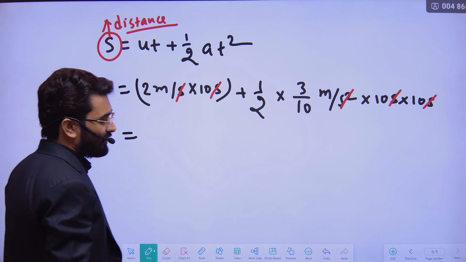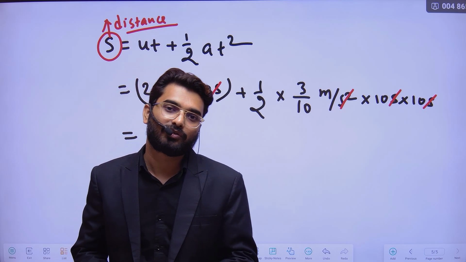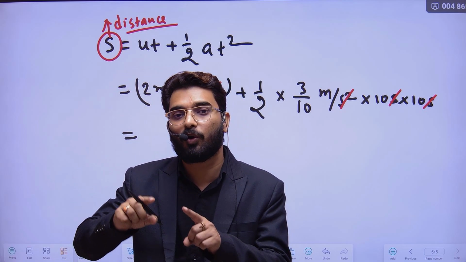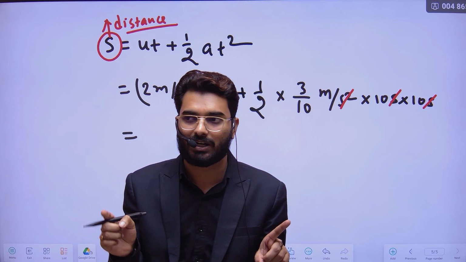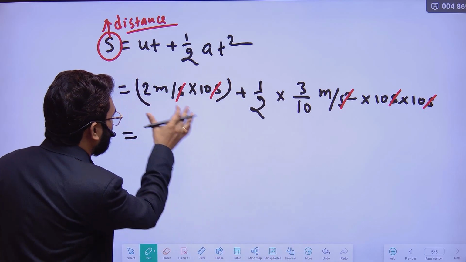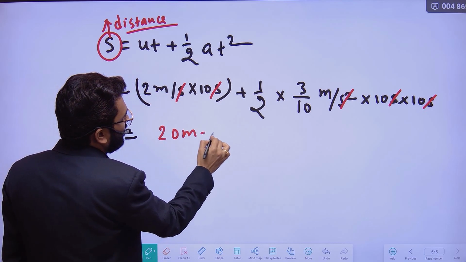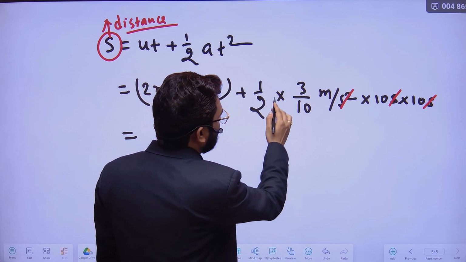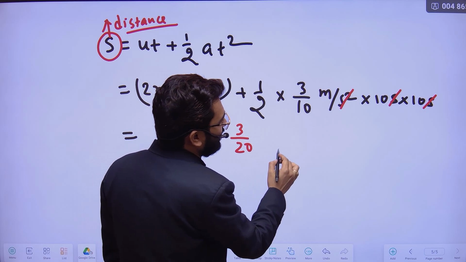S is distance, and the SI unit for distance is meter. So our answer should be in the form of meter, not with any other units, like second or others. Only the answer should be in meter. So here 20 meter plus 3 by 20, and again we see that it is a meter.